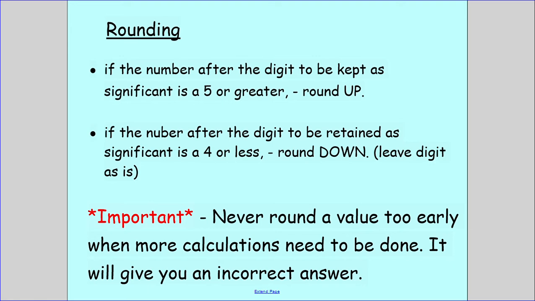Some quick housekeeping items, rounding. So if the number after the digit to be kept is significant as a 5 or greater, you round up, and then if the number is 4 or less, you round down. So basically, if you're rounding a value, you always look at the digit after the one to be rounded, and then you see, okay, is it a 5, 6, 7, 8, or 9? If it is, you round up. 0, 1, 2, 3, or 4, you round down, or keep it the same, I should say.